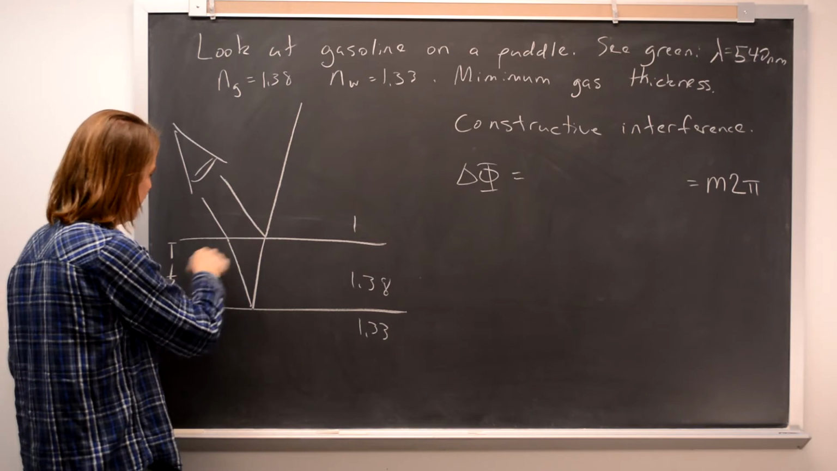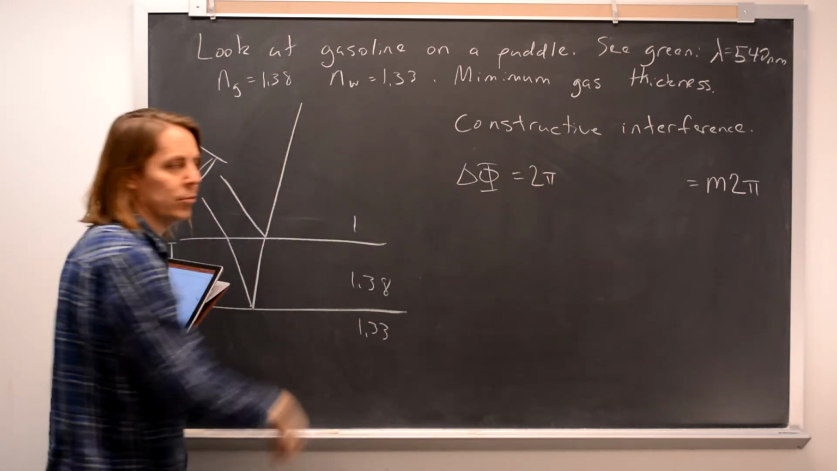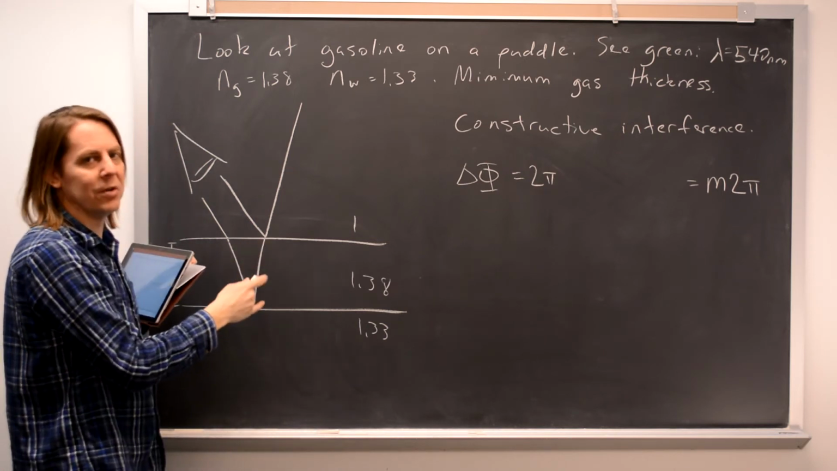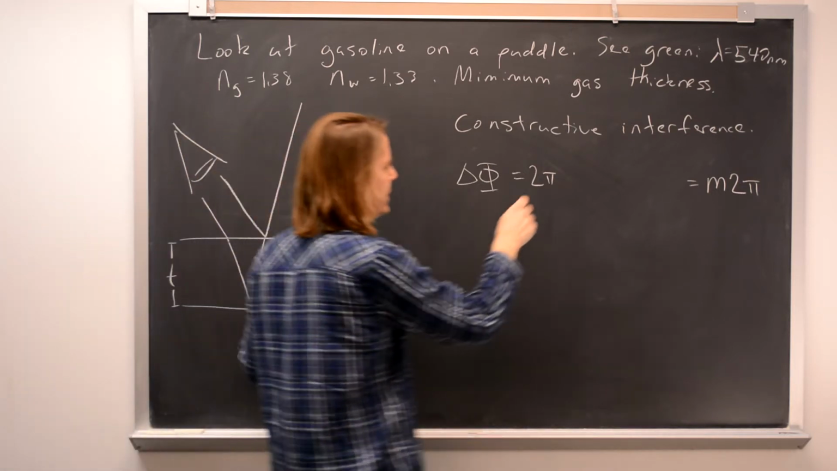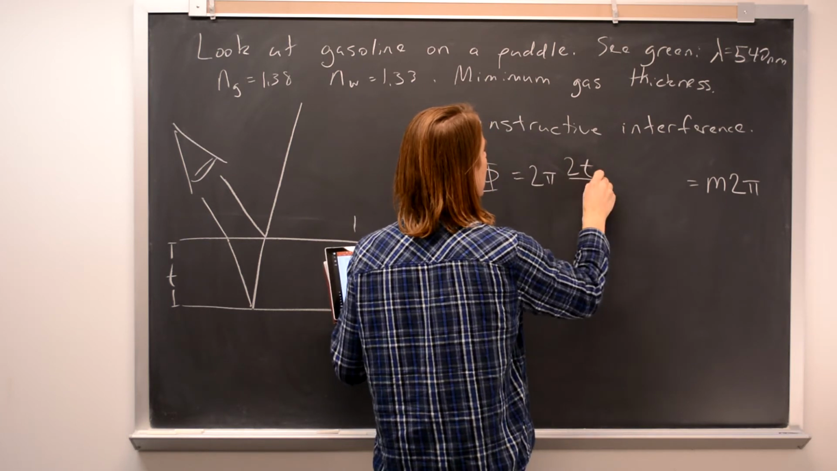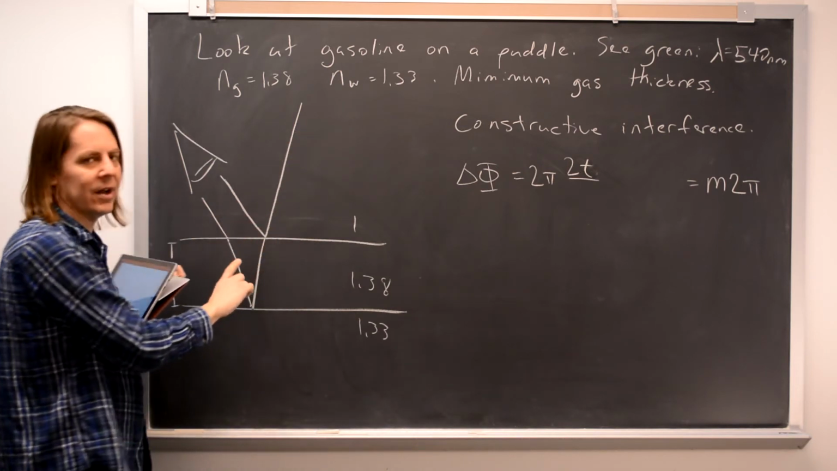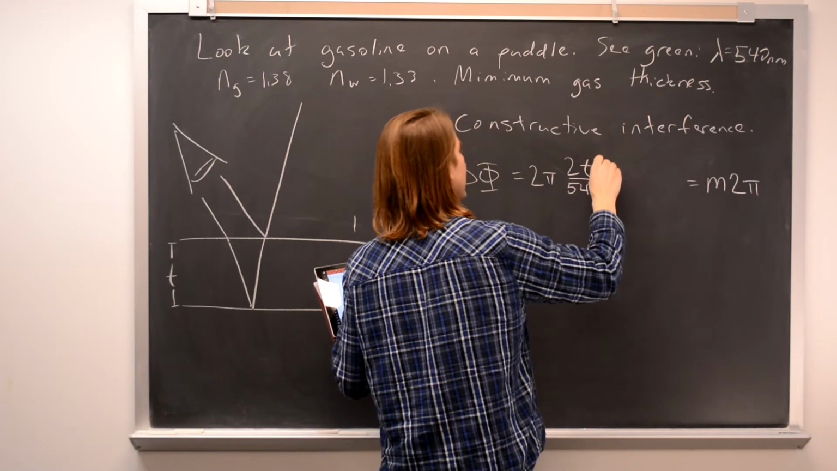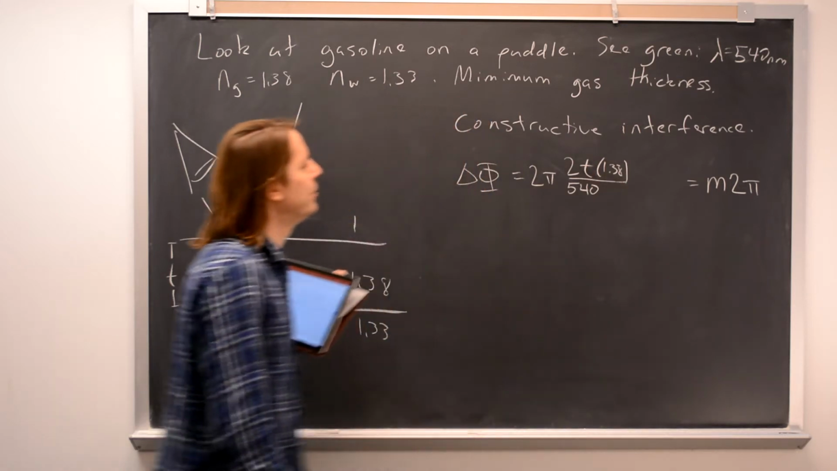So the path difference is 2 pi times, because we're doing it in radians, the physical path difference over the wavelength. The physical path difference, if we assume small angles, is just 2t. Over the wavelength, well, that's 540 nanometers, but it's the wavelength inside the gas. So it's 540 nanometers divided by 1.38. Okay, set that part up.